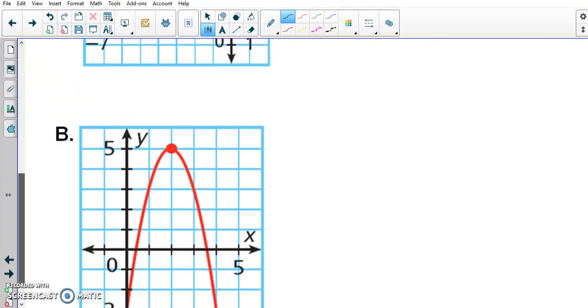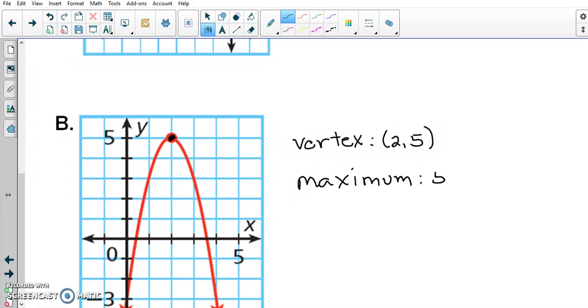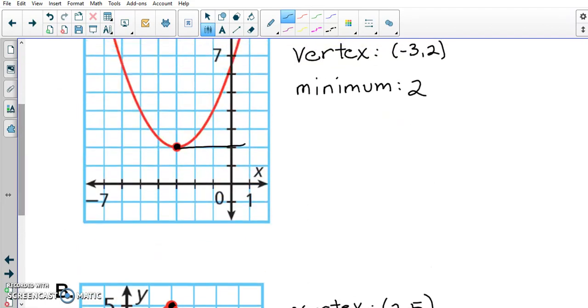Okay, for this second example, vertex, we want to list the ordered pair. The vertex for this one will be 2, 5. The x coordinate will be 2. The y coordinate is 5. This is the highest point on the graph. This is a maximum. And we see the maximum is 5. Okay, so if you're given the graph, find the vertex labeled as an ordered pair and give the minimum or the maximum.